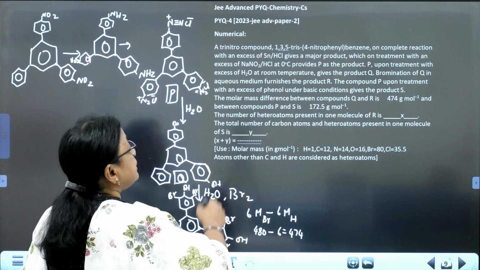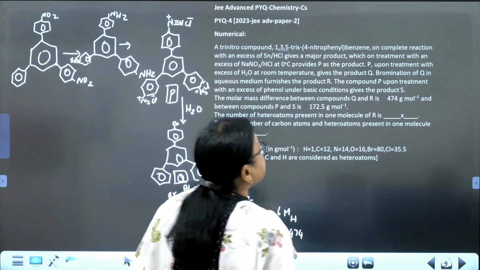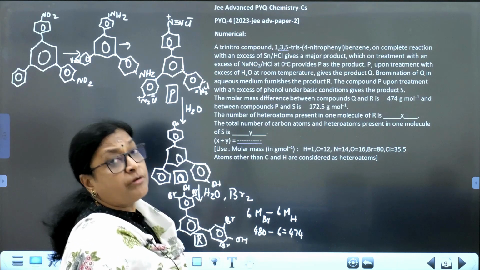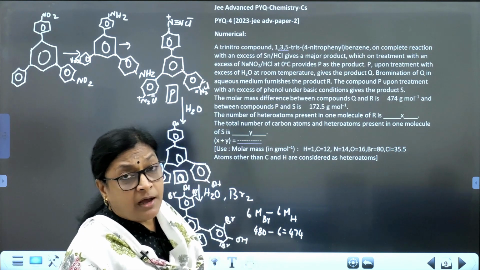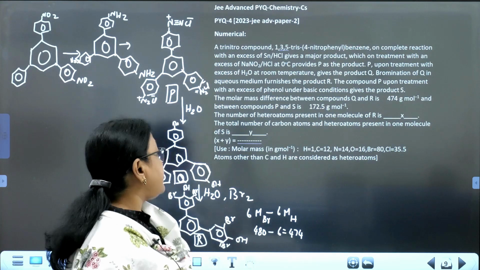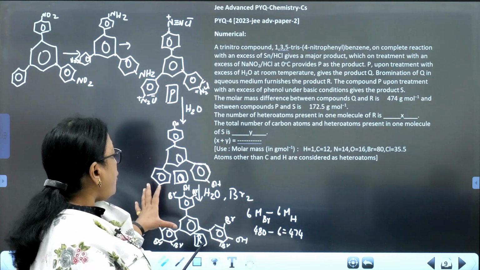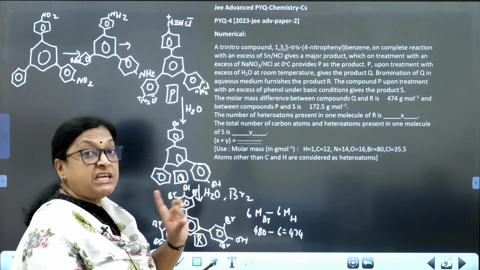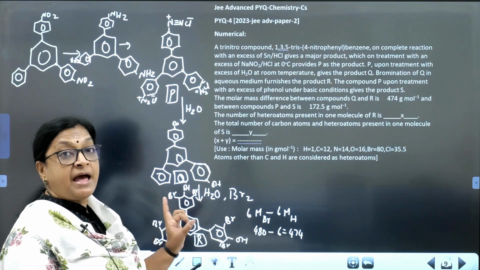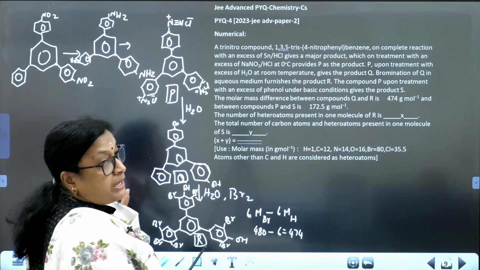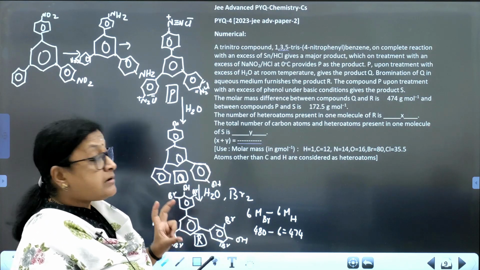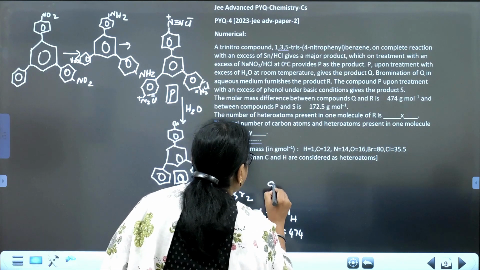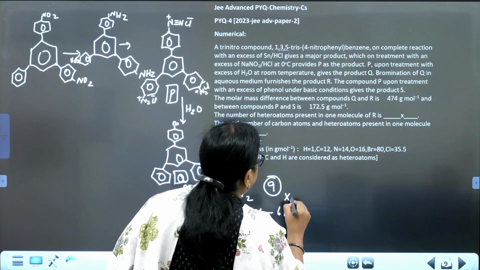Now let us come to the question. The number of heteroatoms present in one molecule of R is. So heteroatoms in an organic compound, any atom other than carbon and hydrogen are regarded as heteroatoms. So we know in R, all the bromine and all the oxygen are the heteroatoms. So we know there are 6 bromine. Each ring has 2 Br and 1 OH. So 3 rings, there are 6 Br and 3 oxygen. A total of 9 heteroatoms are there. So the value of X is 9.